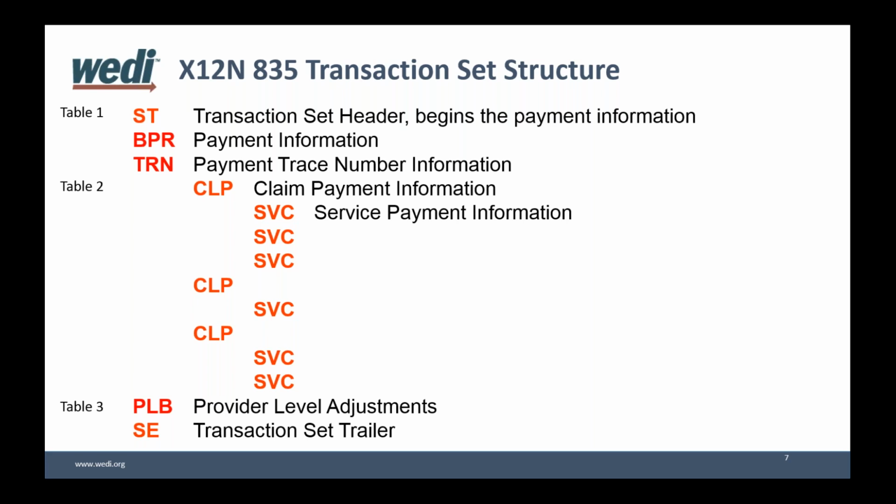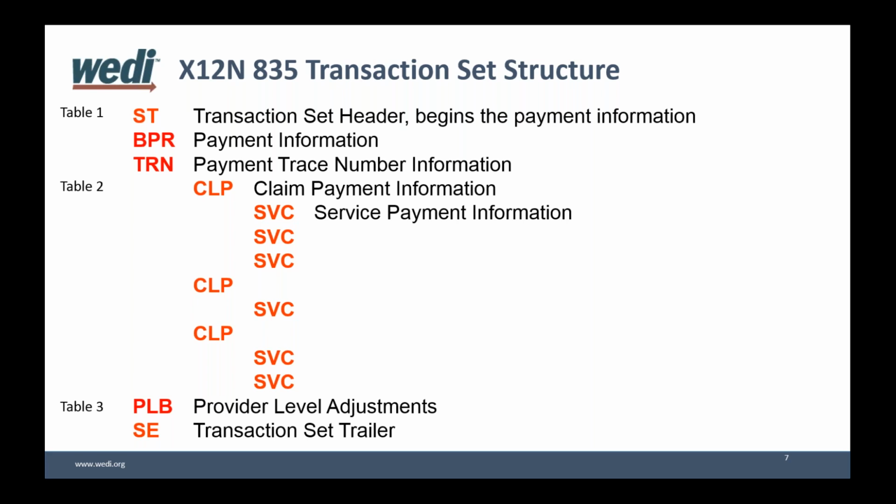In Table 1, which is the beginning set of segments, is the BPR. BPR will contain the payment. How much total payment will that payee receive and on what date? The TRN goes hand in hand with that information and contains the trace number. That could be a check number, could be an EFT, or it could be a non-payment identifier.